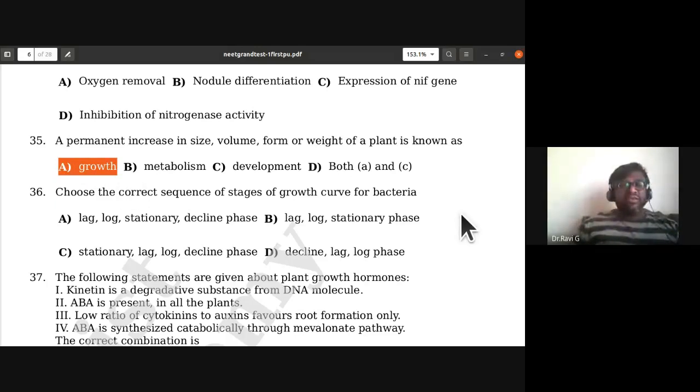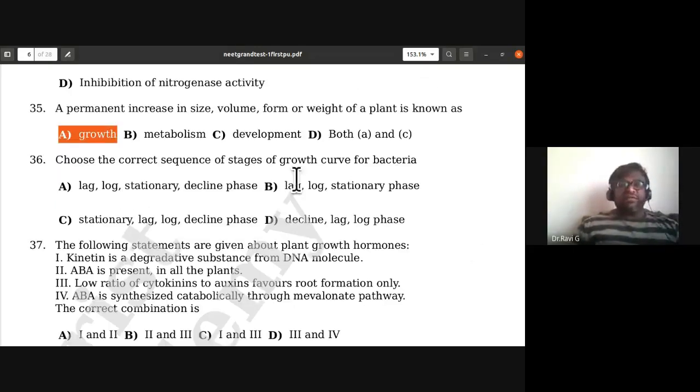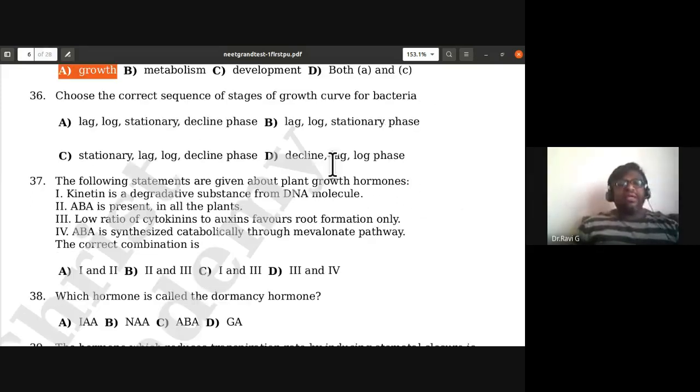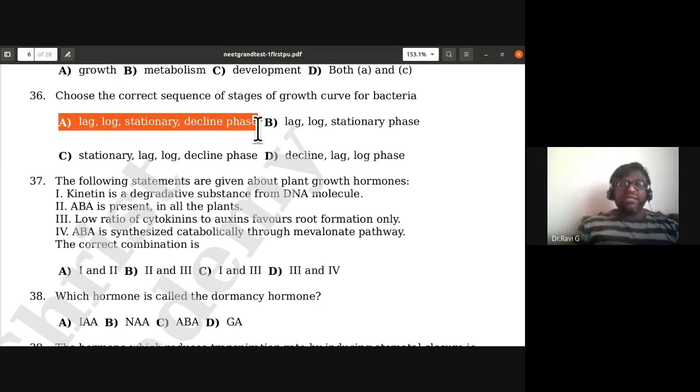Choose the correct sequence of stages of growth curve for bacteria. Okay, it is going to be the lag phase, log phase, stationary phase, decline phase. Decline phase is when they are aging or during the death process, there would be a decline phase. Okay, 36th, A is the correct answer. Decline phase also you have to remember about.